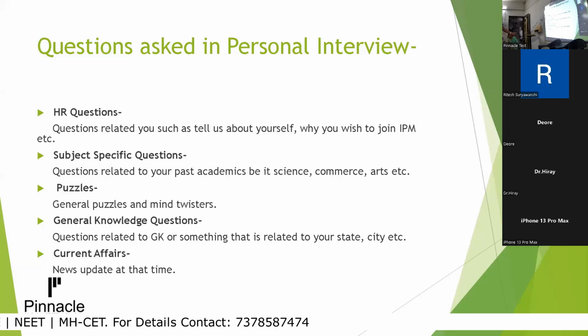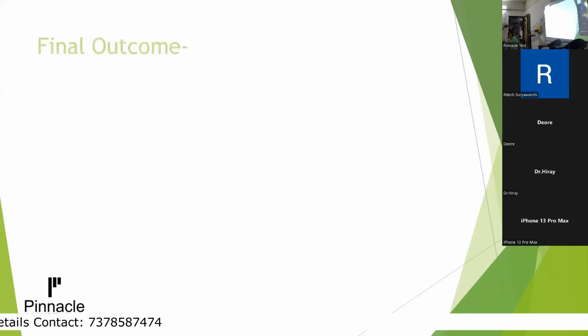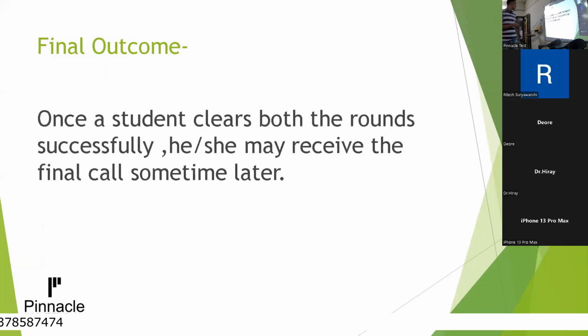Last thing comes up current affairs. So you have to keep reading news as much as you can, the current affairs which are going on in the past 6 to 7 months or whatever time it is. You should keep reading because there is high chance that they'll ask you for that. Now, final outcome, once you're done with all this, whatever you people have done, once you're here, you can receive the final call in some time and then you will join college.